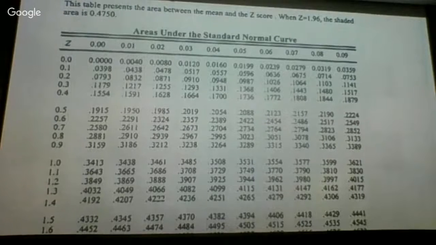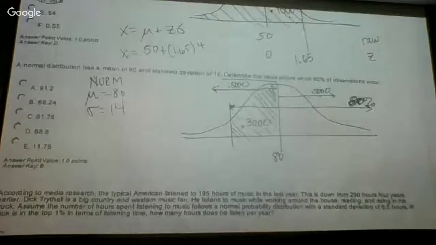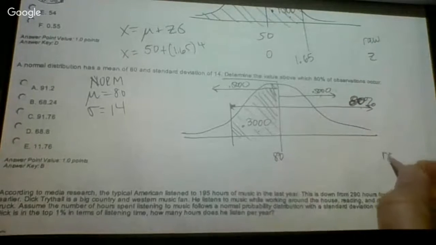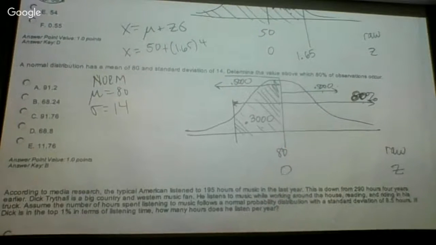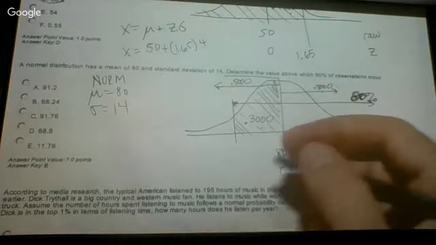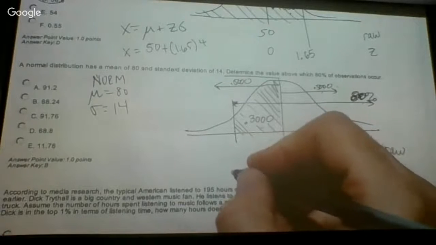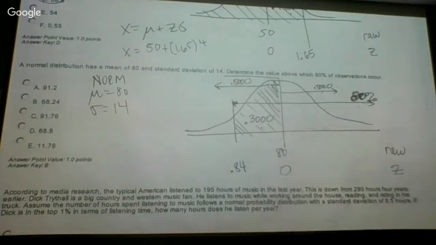And then I come back to my picture and I write for this is the raw score, and this is the Z-score. Z-score for the mean is 0. And then I write for my Z-score here, 0.84.